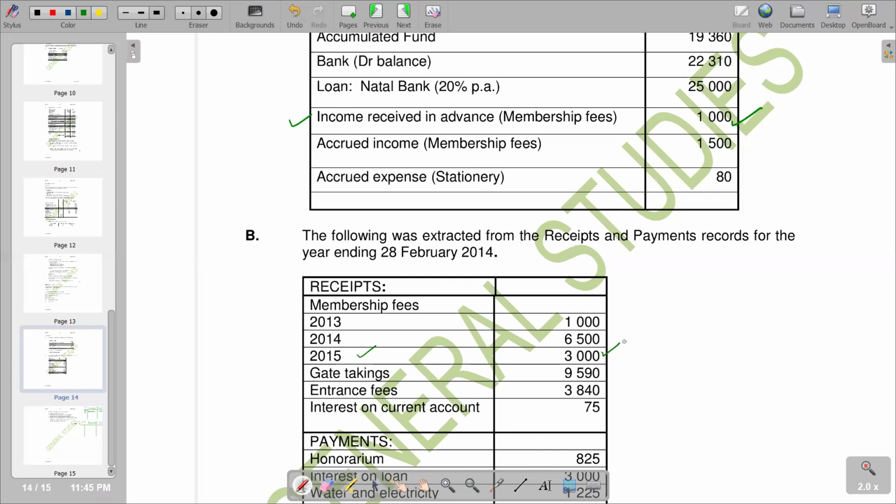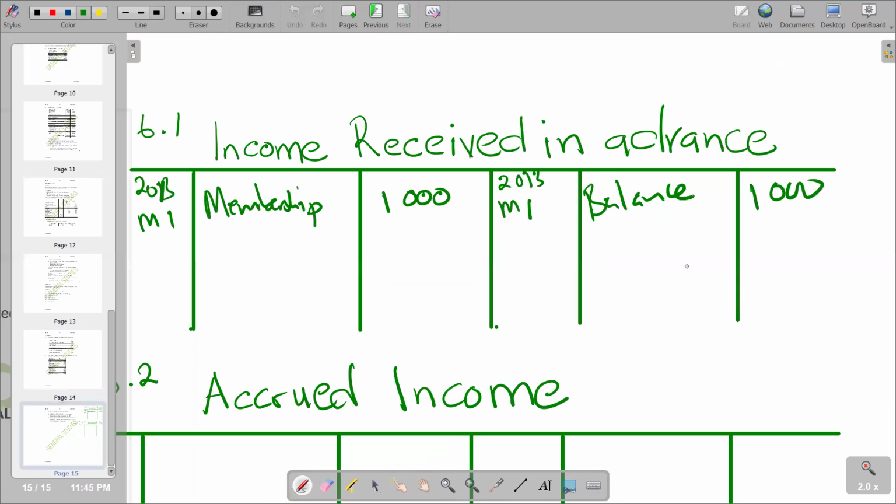So we are going to put it again on the credit now to show that it has been received in advance. So we come here on the other section and go to the credit side, and this is going to be at the end of the year. So we're going to say 2014, and the date is February 20th. And we just going to regard it as our membership fees, 3,000. So this is what we have according to the income received in advance.